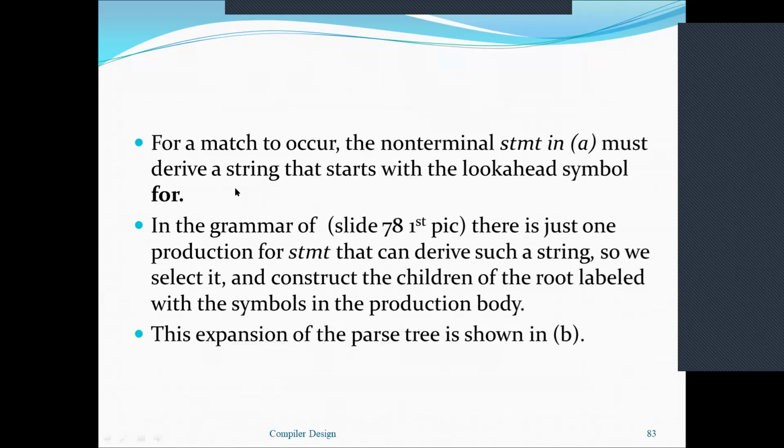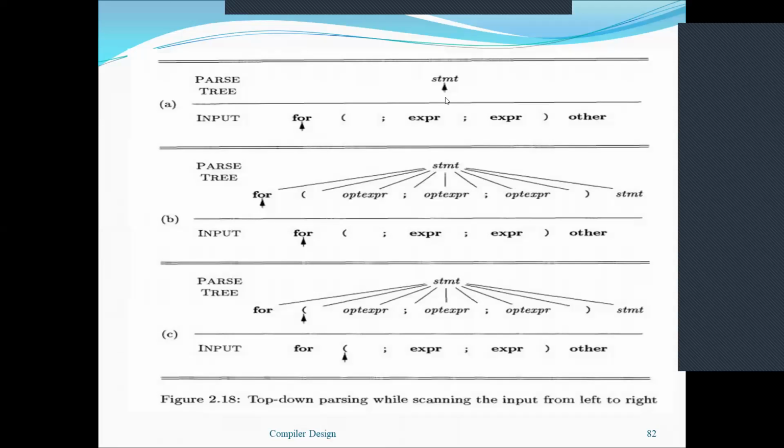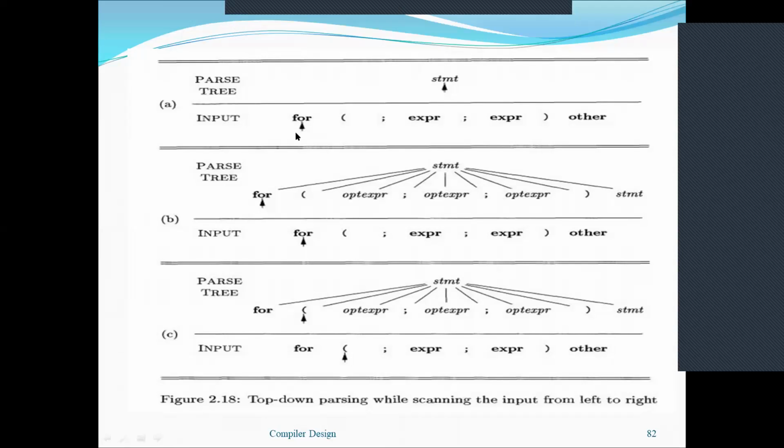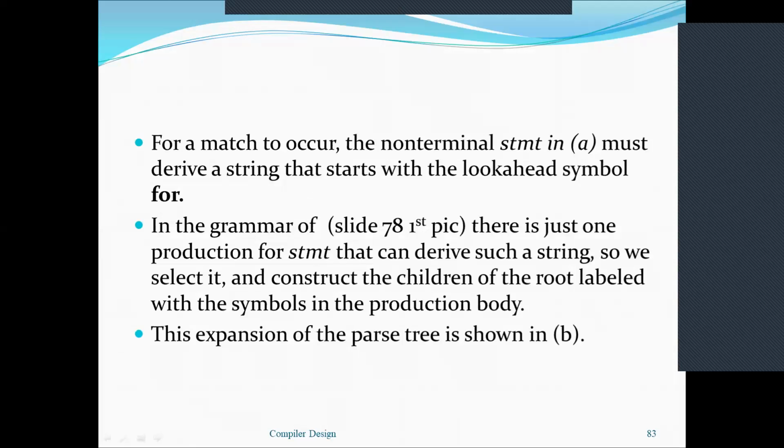For a match to occur, the non-terminal statement in A must derive a string that starts with the lookahead symbol for. If you see how a matching occurs, the first non-terminal is the statement. It has to derive a string that starts with the lookahead symbol for. So here you have the statement, and the string matches with the first one, that is for. It starts with the for, as in figure A.